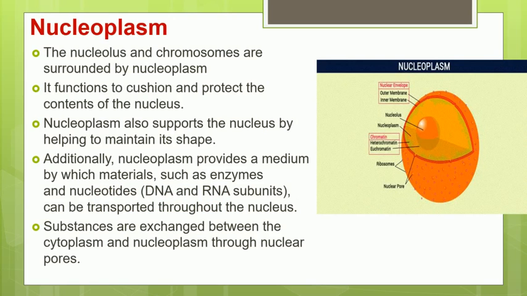Also, different substances are exchanged between the cytoplasm and nucleoplasm through nuclear pores. We know that on the nucleus there are small pores, and through them the exchange of material takes place. So the material from the cell will enter into the nucleus, and ultimately go into the nucleoplasm. Similarly, the materials which are synthesized in the nucleus, like RNA and ribosomes, will be exported out of the nucleus through these nuclear pores only. Okay, so nuclear pores are like a passage for entry and exit of molecules.